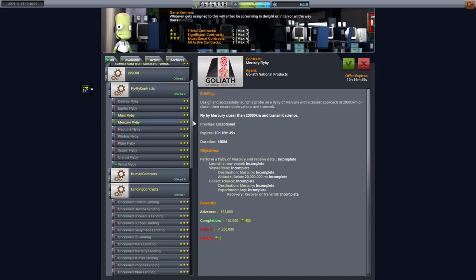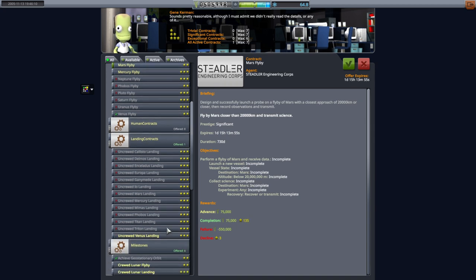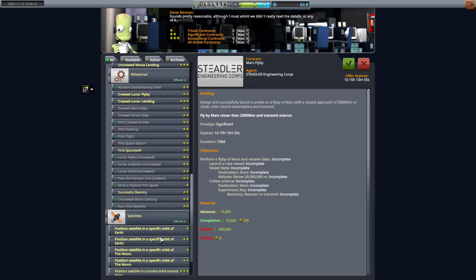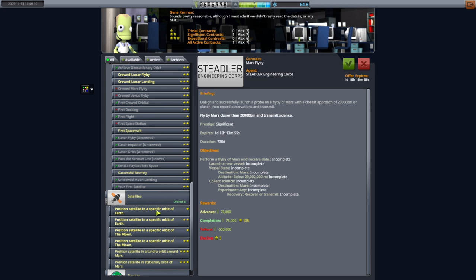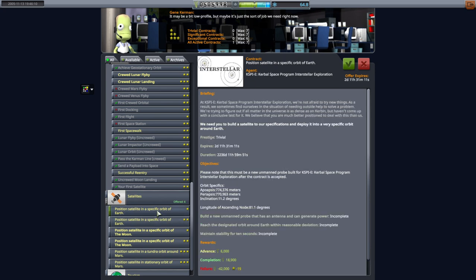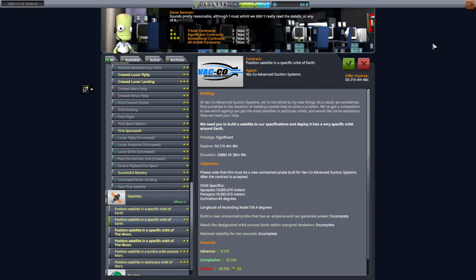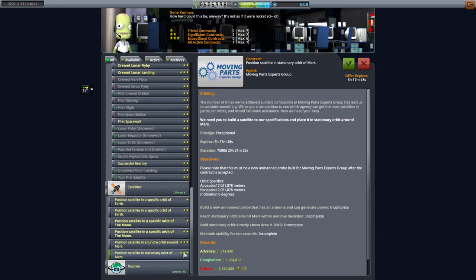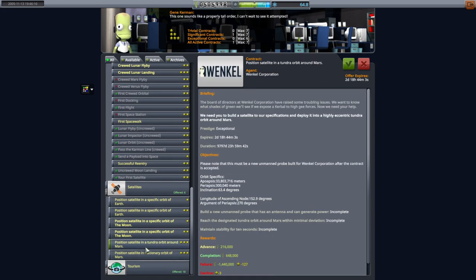I'd have to check what the angle to Mercury is. I think Mercury actually has to be in front of us by 108 degrees or something like that. But that's not nearly as lucrative as the combination of the possible Mars missions that we have. And we could just do these satellite contracts, but they're not very lucrative either. Those two Mars missions really seem very valuable.